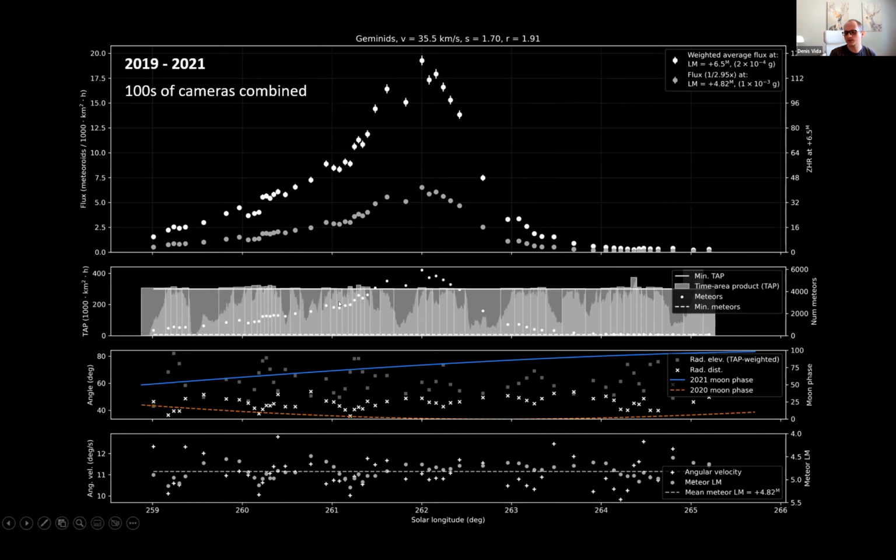And we produce a plot like this for every single shower, where you can see exactly when the observations happened and what the average radiant elevation was, the radiant distance, and everything that goes into the flux computation. So that way you can actually say if one point doesn't look good, you can review it.